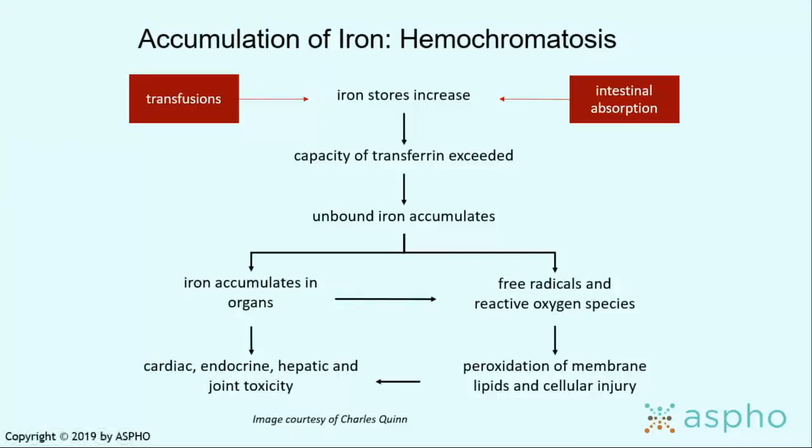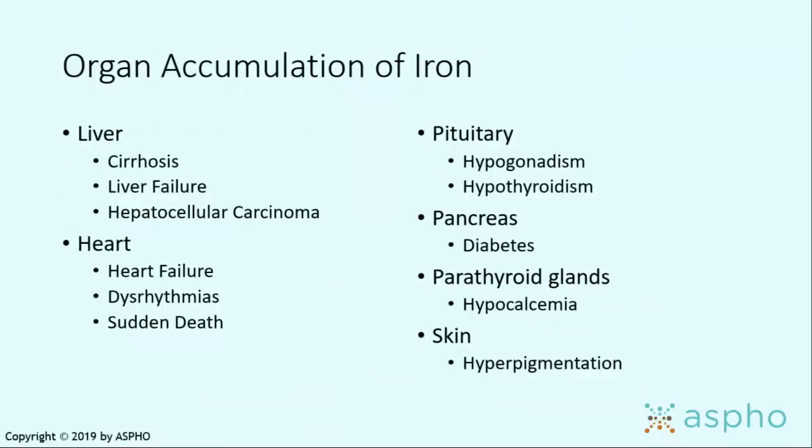accumulate in the skin. I've had a couple of refugee patients come in over the years from overseas who were transfused and never chelated, and they have this greenish tinge to their skin because they have iron deposition in their skin. And so the free iron radicals can be very damaging to the tissues and lead to cirrhosis, cardiac damage. So organ accumulation of iron.